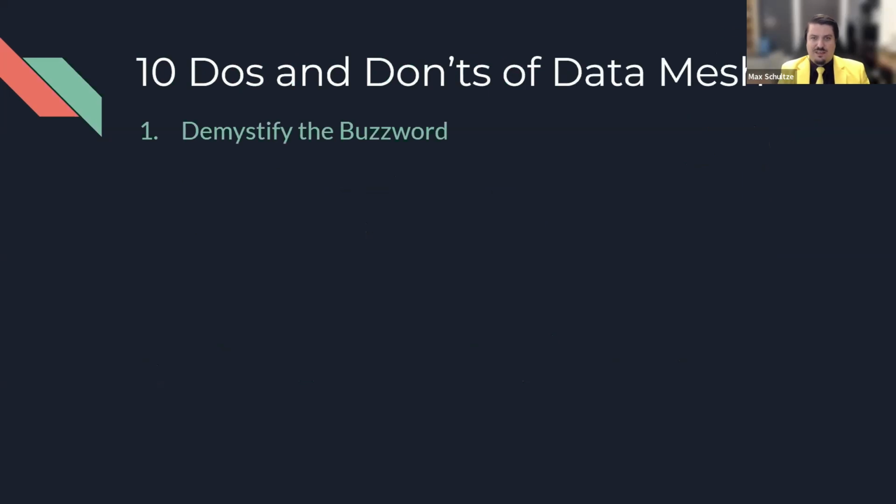So let's quickly recap the things that we have talked about so far. 10 do's and don'ts of data mesh. Number 1, demystify the buzzword. We went a little bit into the 4 pillars once more, covering the basics, covering the common ground, so that we have a common understanding of what we are actually talking about on the data mesh side. Number 2, commit to the pillars, not the term.